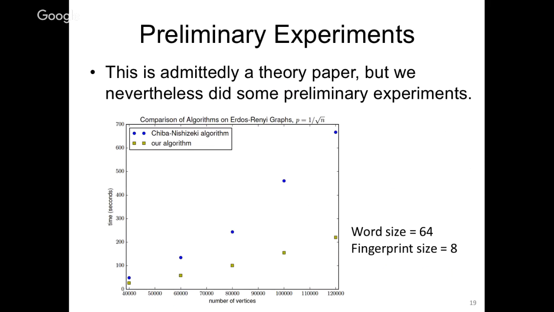This is admittedly a theory paper. We're not going to apologize for that, but we nevertheless had an undergraduate do some preliminary experiments and showed that even with just a simple word size of 64 and using a fingerprint size of 8, we can improve the running time from that simple-minded approach of Chiba and Nishizeki from before, to come up with an even faster algorithm in practice.